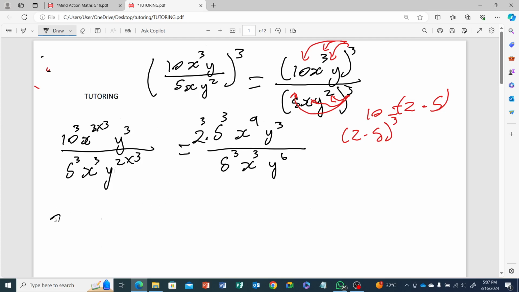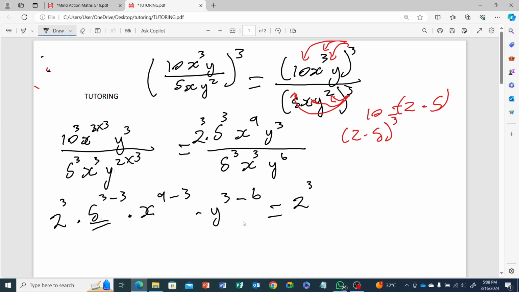Okay, so 2 cubed multiplied by 5 exponent of 3 minus 5 exponent of 3 in the denominator, multiplied by x exponent of 9 in the numerator minus 3 in the denominator, multiplied by y exponent 3 in the numerator minus 6 in the denominator. So everything simplified, it's 2 cubed. Now this will amount to a 1, so I will leave it out.